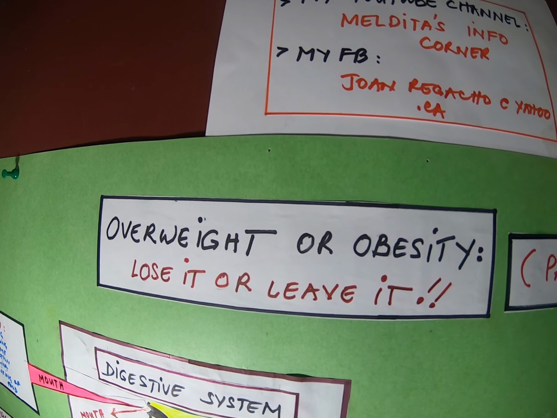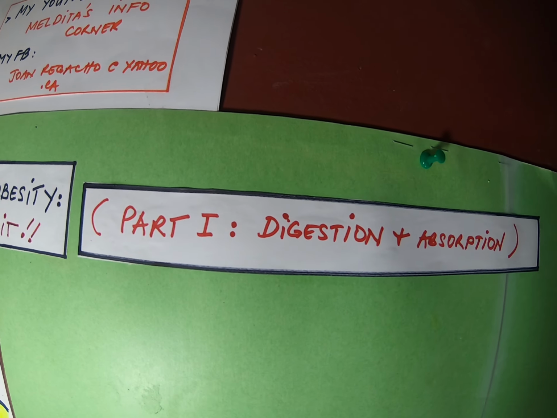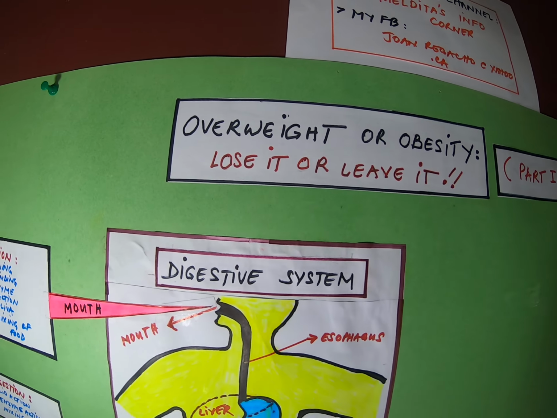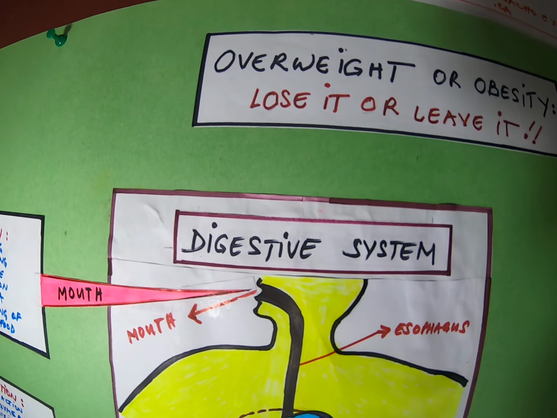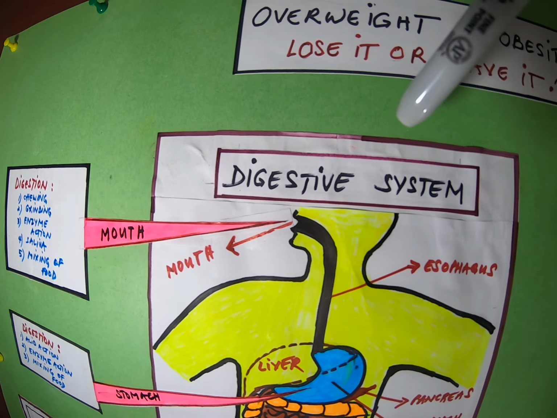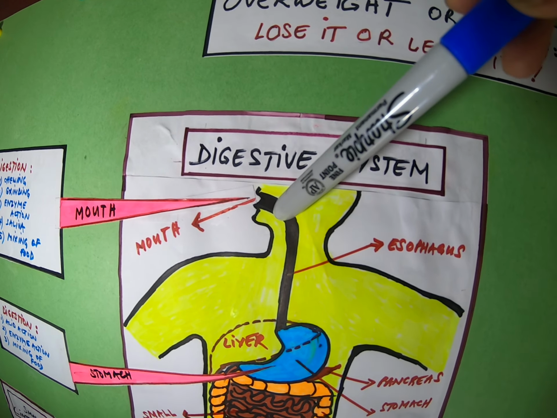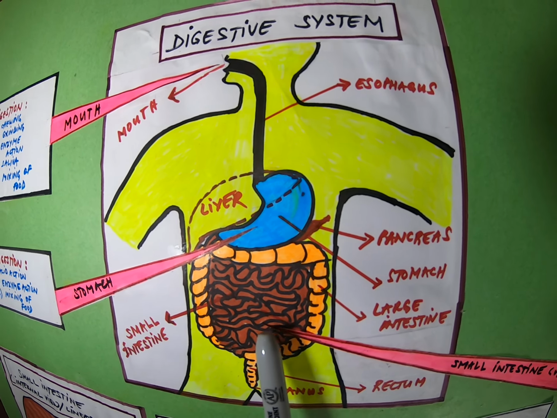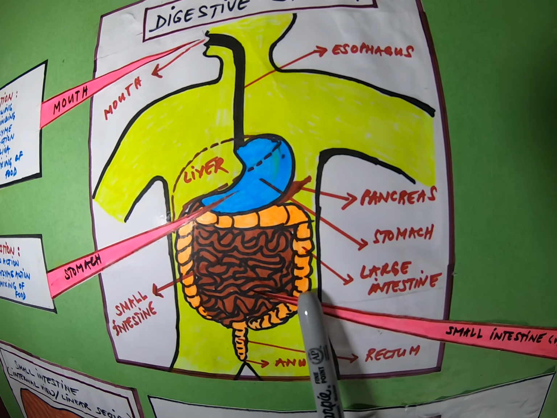Okay, overweight or obesity. Lose it or leave it. Part 1 will be about digestion and absorption. So, the digestive system: we have our mouth, the esophagus, the stomach, the liver, small intestine, and large intestine.